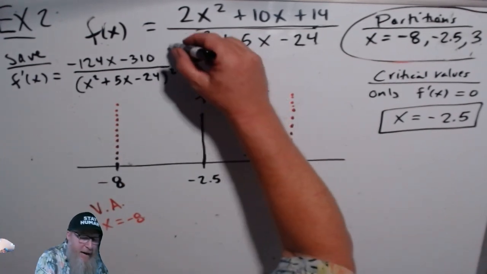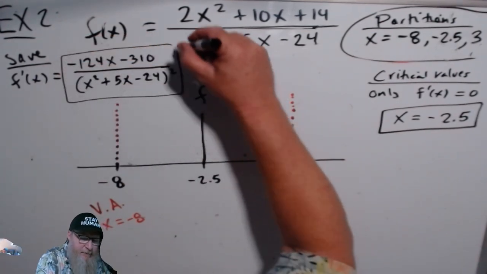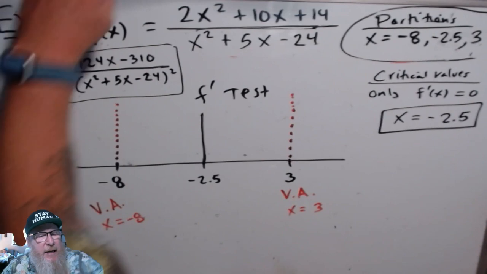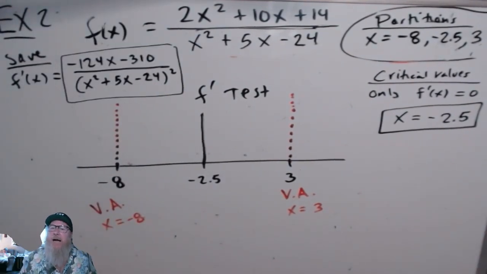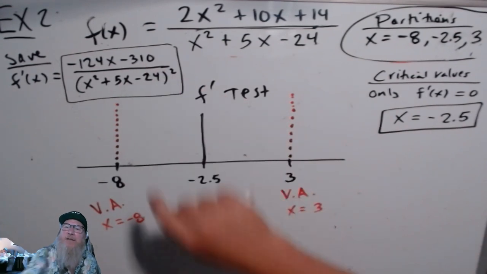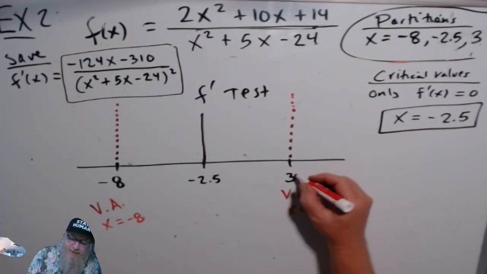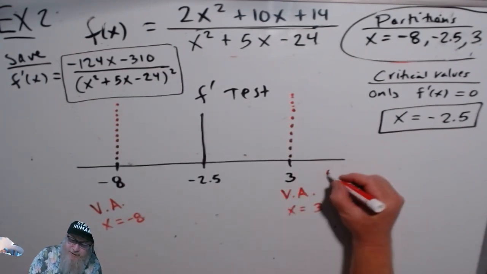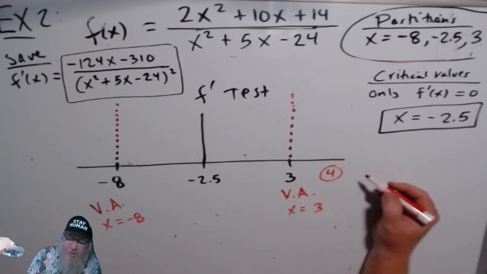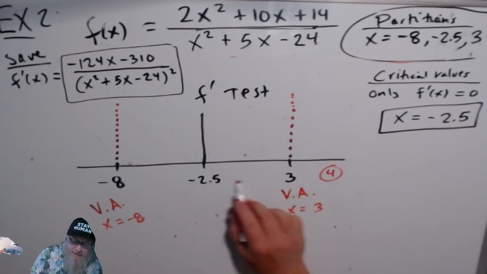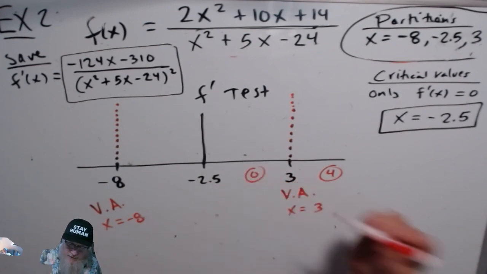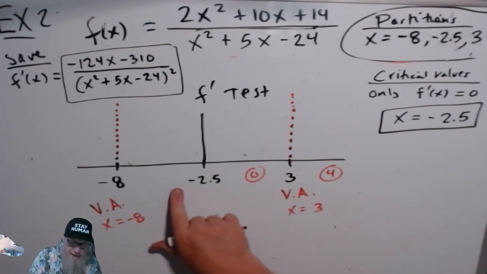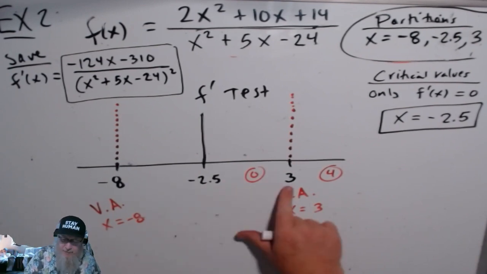All right, y'all remember how the sign test works, right? I can't hear you. Sure you do, right? You plug in a number, any number you like, and then all you care about is whether it's positive or negative. So I'm going to go in this region. So a number bigger than 3, say 4. In this region here, anything between negative 2.5 and 3. So how about 0?